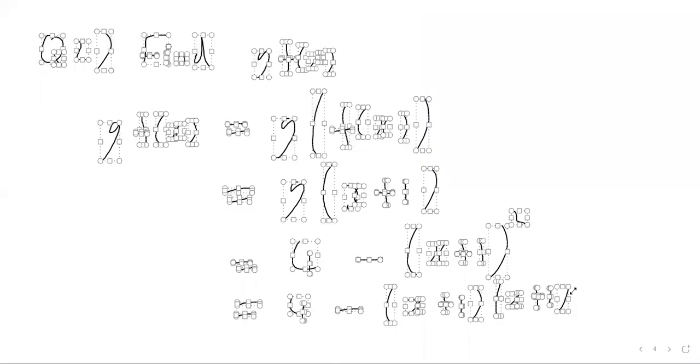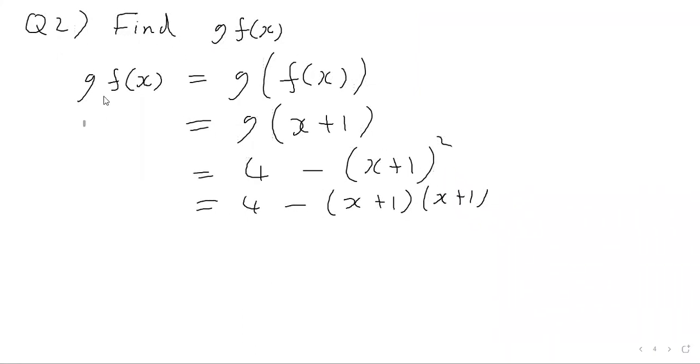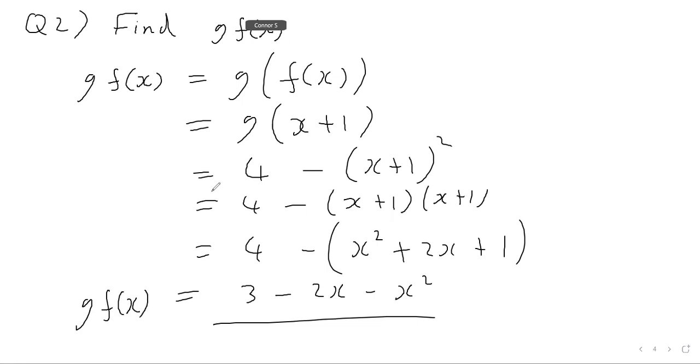If we expand those brackets, we will get 4 take away x squared plus 2x plus 1. And if we simplify all this, 4 take away 1 is just 3, so we get 3 there. And then minus 2x minus x squared, because we're minusing the 2x and we're minusing the x squared. So that would be our function. This would be our g composite f function, or in other words, our g of f of x function.